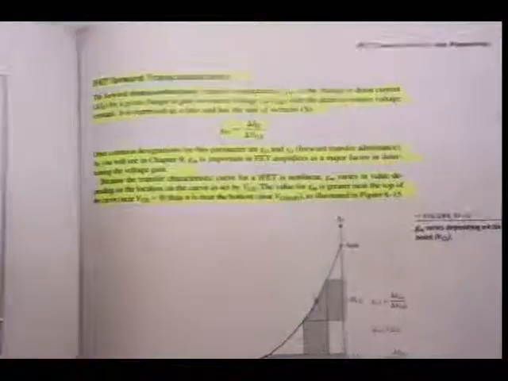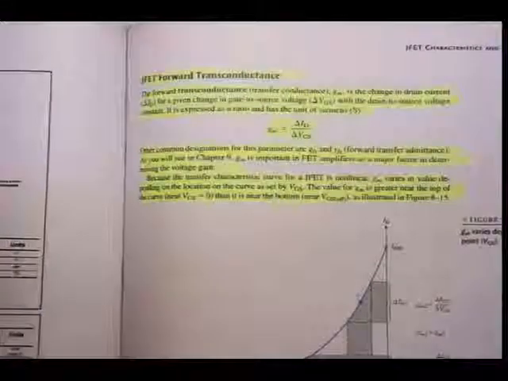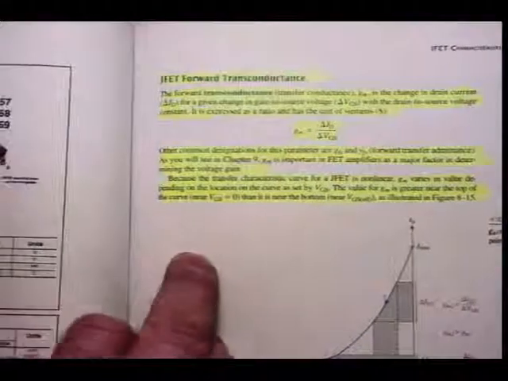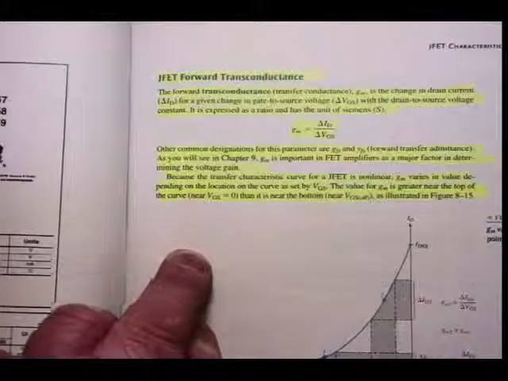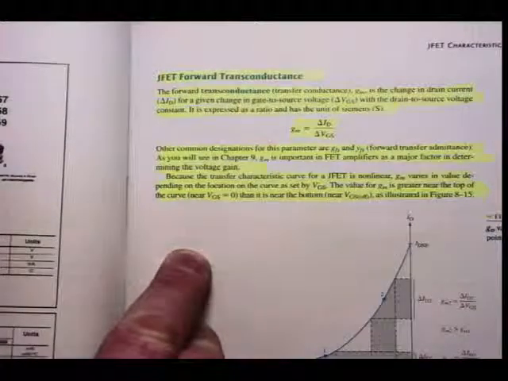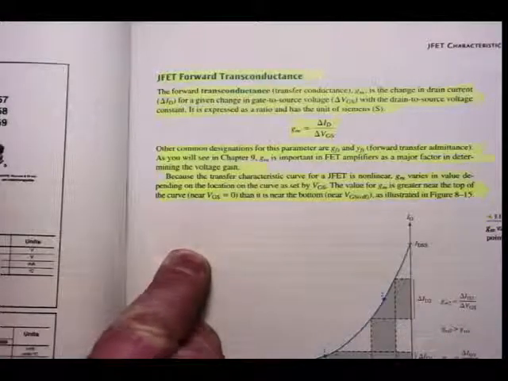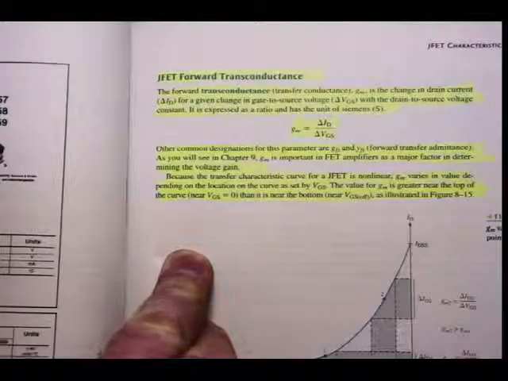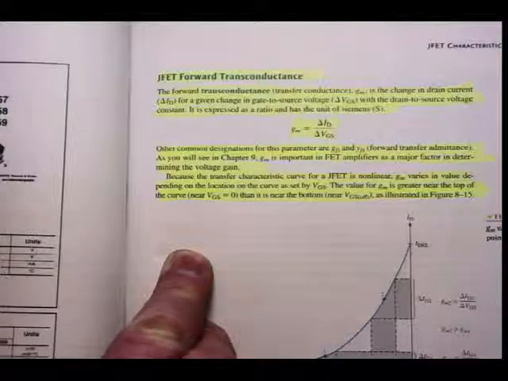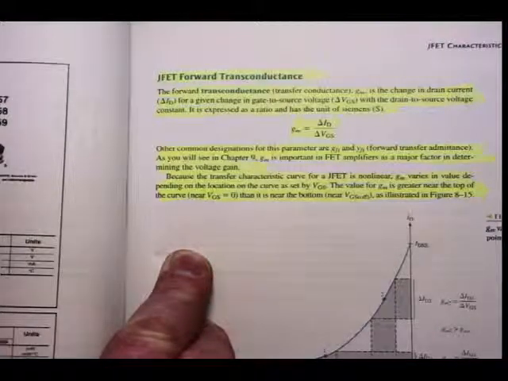The forward transconductance. The forward transconductance, or the transfer conductance, GM, is the change in drain current, delta ID, for a given change in gate to source voltage, delta VGS, with the drain to source voltage constant. It is expressed as a ratio and has the unit of Siemens.